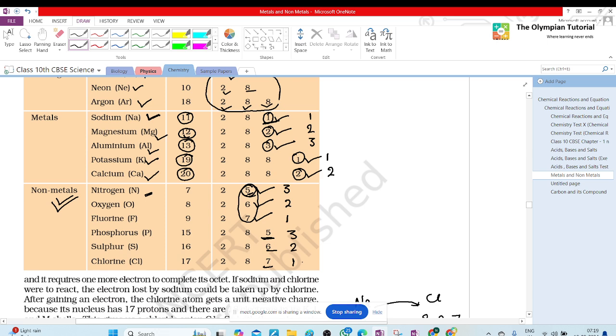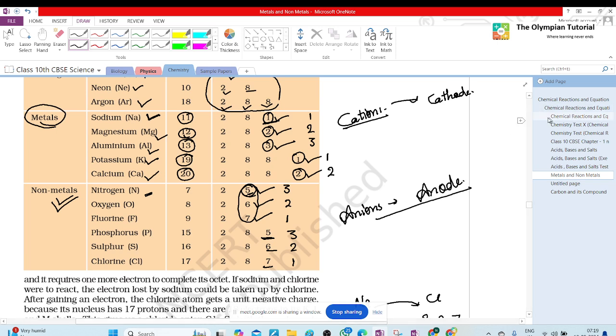So for metals, it's based on the number of electrons they will give. That's why metals form positive ions. Positive ions are also known as cations, and during the electrolysis process, cations go towards the cathode. Non-metals form negatively charged ions, which are also known as anions. During the electrolysis process, they move towards the anode because the anode has a positive charge.